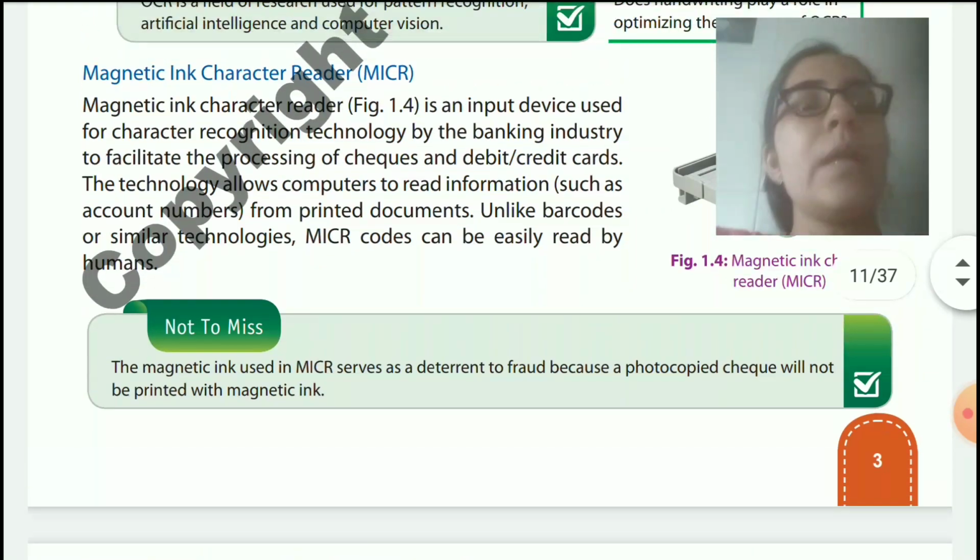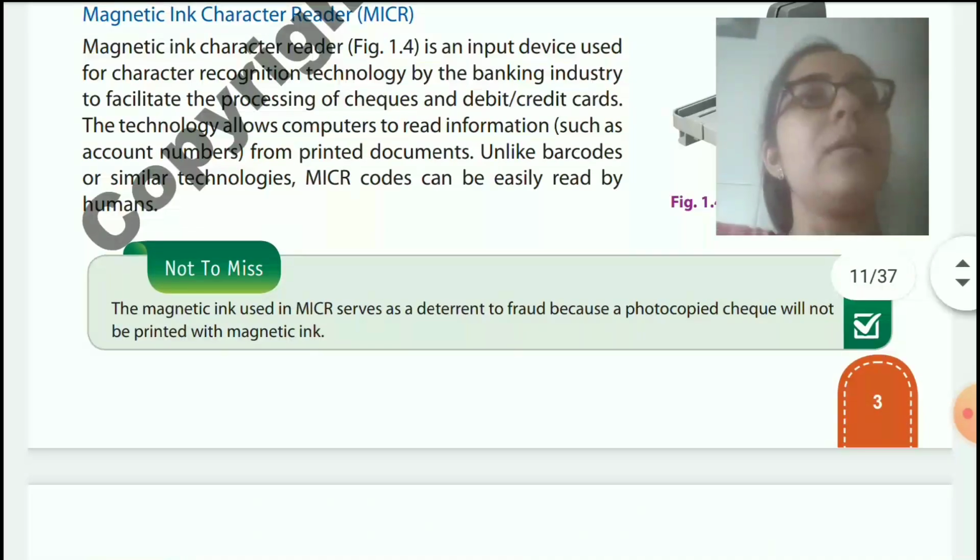Okay, it is all for now. We will continue with the output units in the next session.